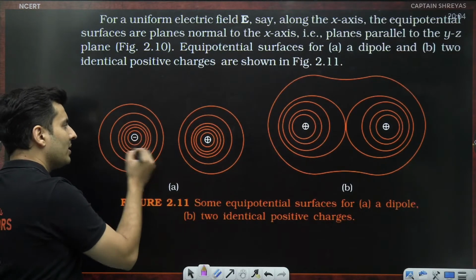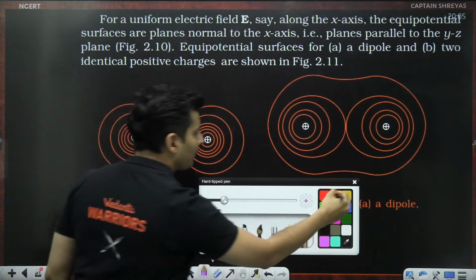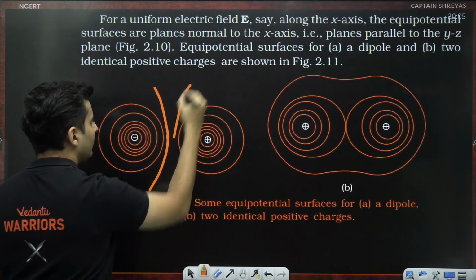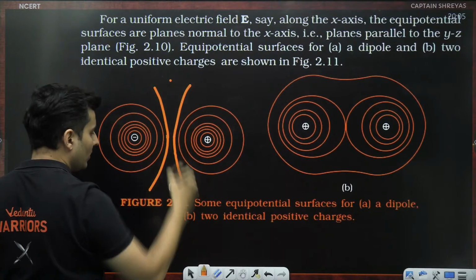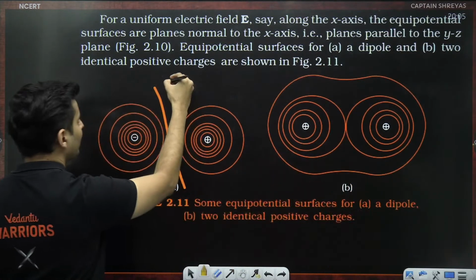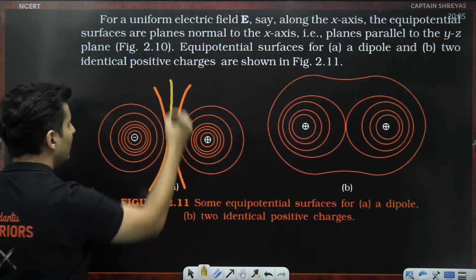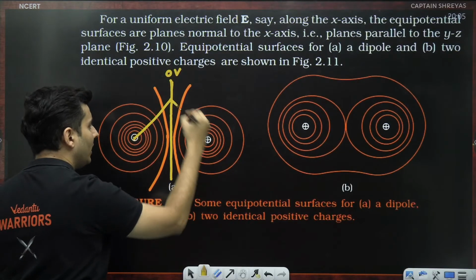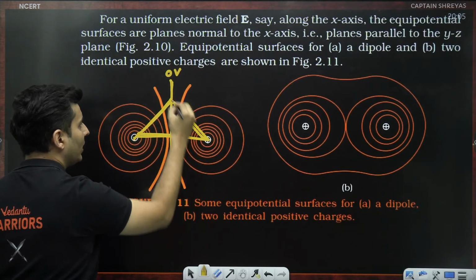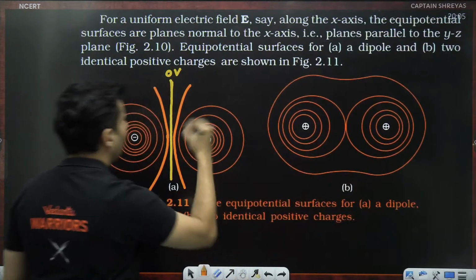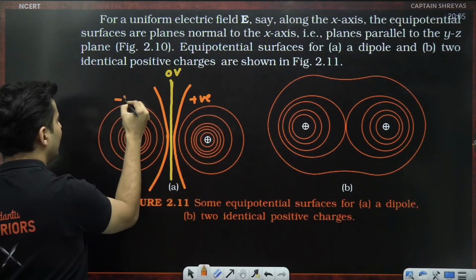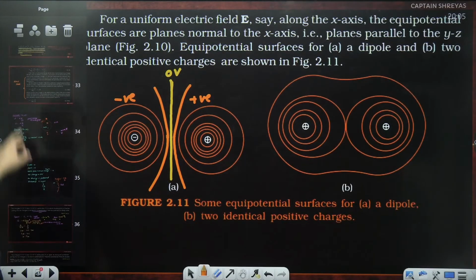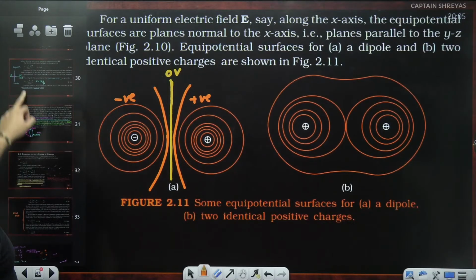So they are concentric circles near each charge, and slowly they change shape, like this, like this, and eventually you will get one very interesting line in between over here. This line is basically the 0 volt line. On the equator of the dipole, the potential is 0. Remember that? On the positive side, it is positive voltage. On the negative side, it is negative voltage. We have seen this for an electrical dipole.